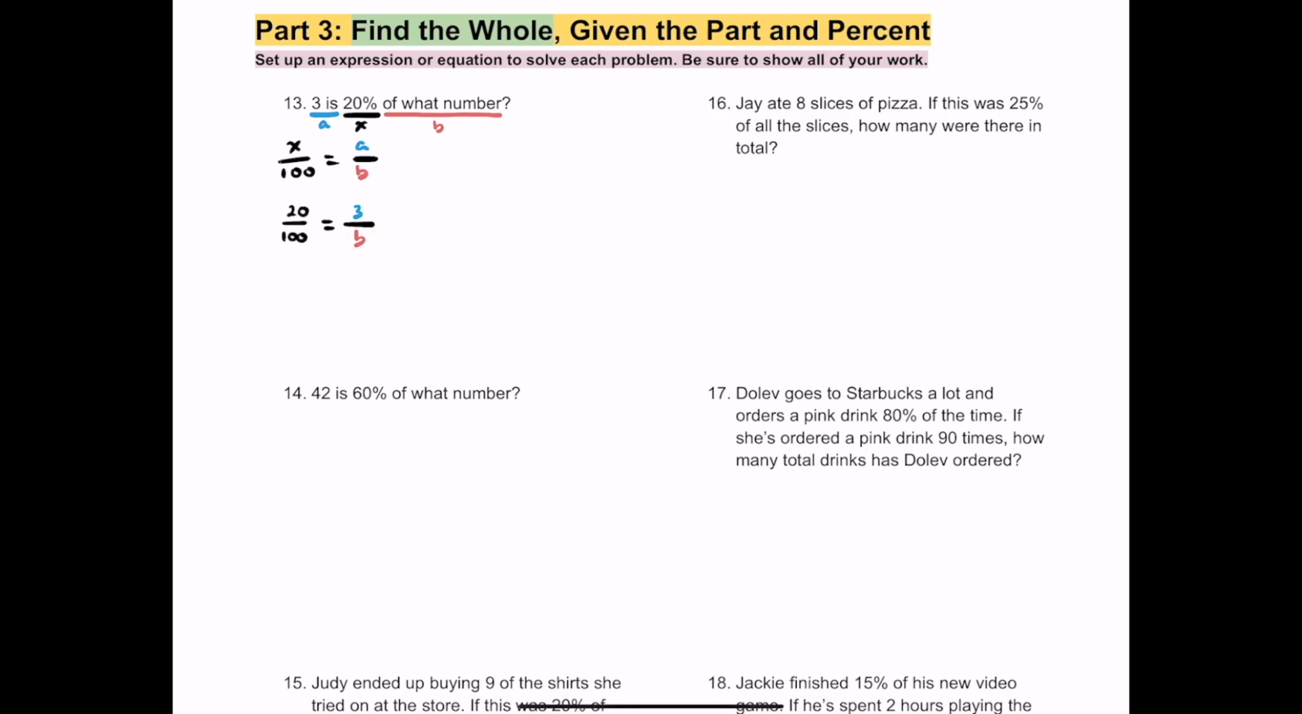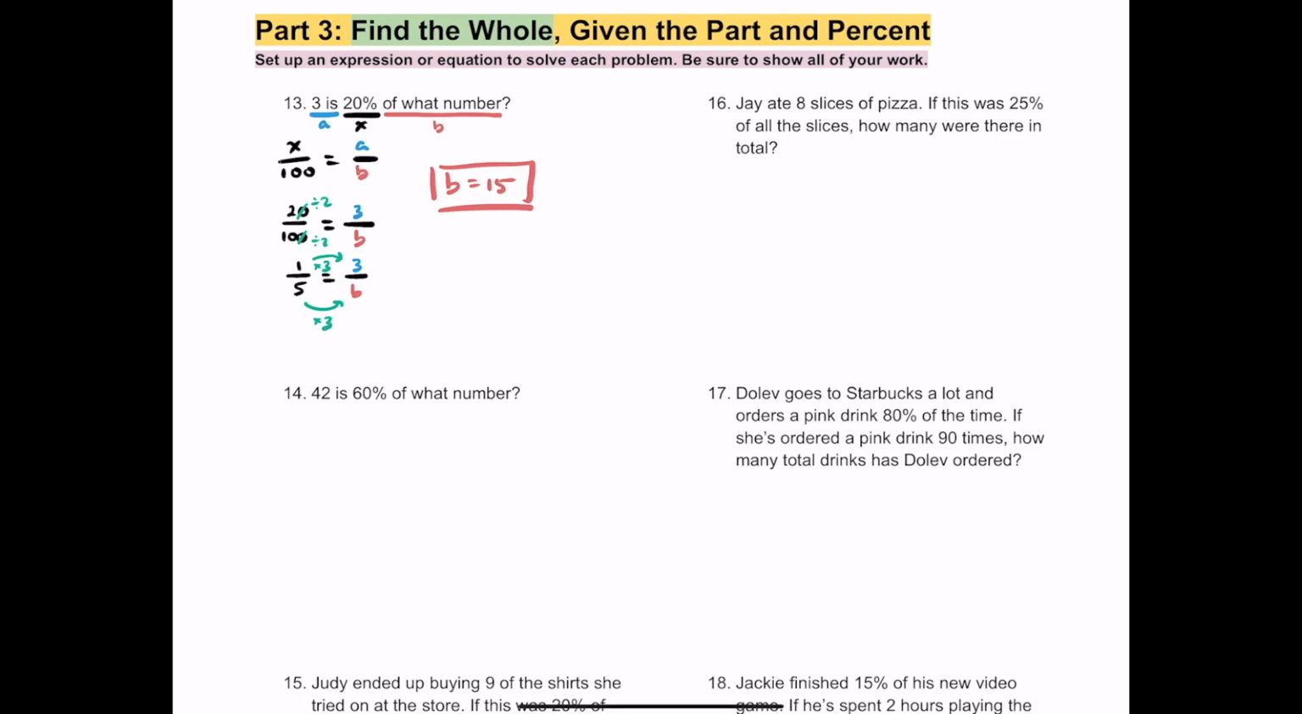Let's try to simplify a bit. On the left side, let's divide top and bottom by 10. You can just cross off the zeros, a nice little shortcut. We can also divide by 2 and divide by 2. So 2 divided by 2 is 1, 10 divided by 2 is 5. So 1/5 is equal to 3 over b. Going from 1 to 3, that's 1 times 3 is 3, and then 5 times 3 is going to be equal to whatever b is, and 5 times 3 is 15, so we can say b is equal to 15. So 3 is 20% of 15. That's using a percent proportion.